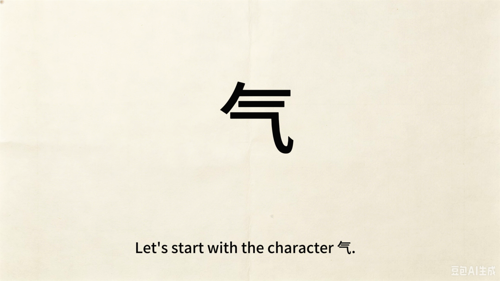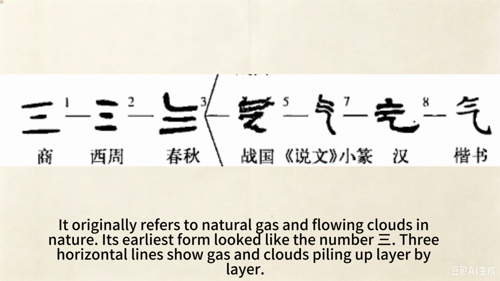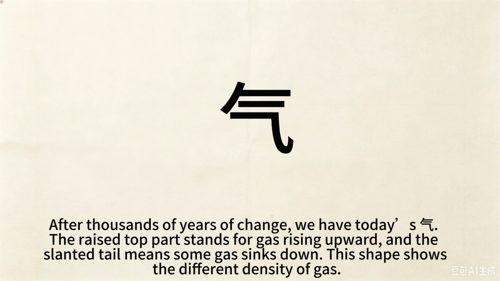Let's start with the character 气. It originally refers to natural gas and flowing clouds in nature. Its earliest form looked like the number 三. Three horizontal lines show gas and clouds piling up layer by layer. After thousands of years of change, we have today's 气. The raised top part stands for gas rising upward, and the slanted tail means some gas sinks down. This shape shows the different density of gas.